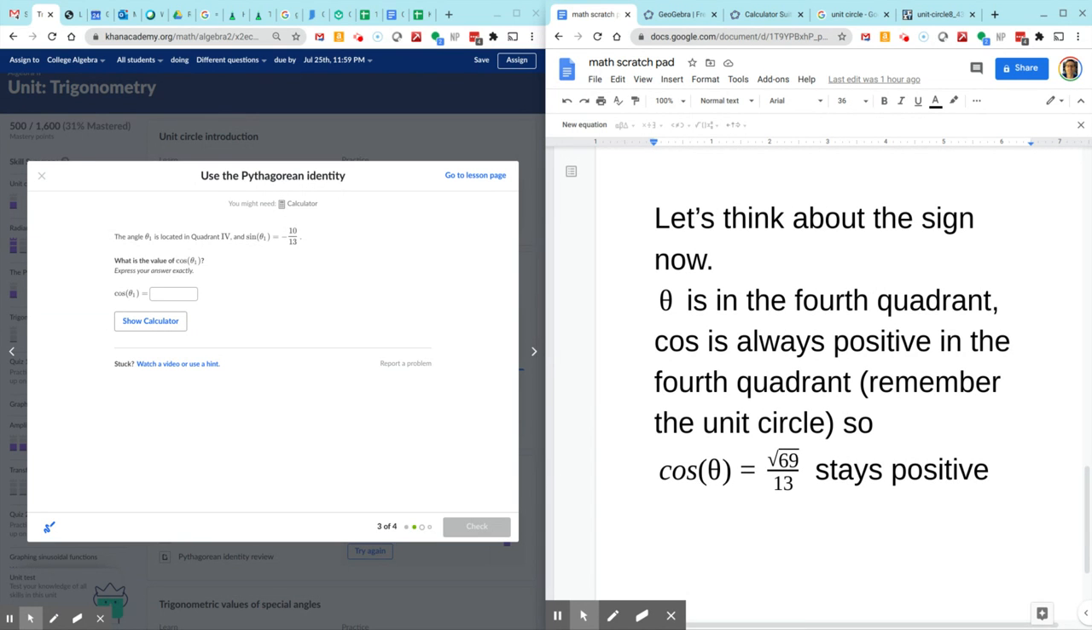Some problems, if they told us it was in a different quadrant, like the third quadrant, we would have to make it negative square root of 69 over 13. Okay, let's see if we are right.